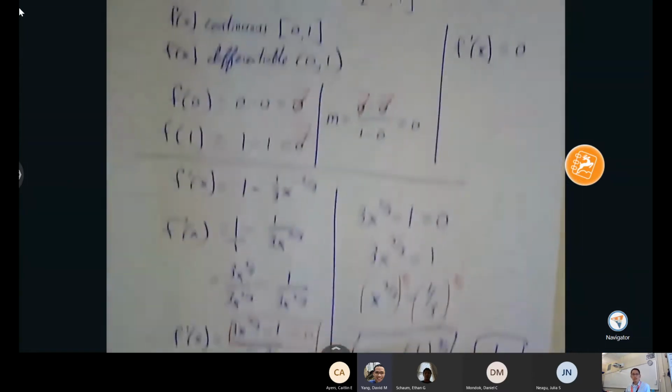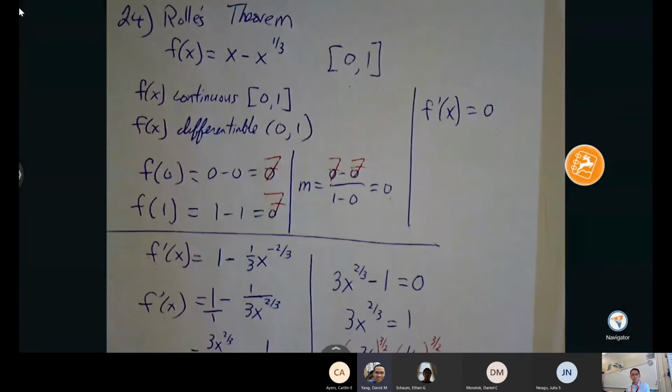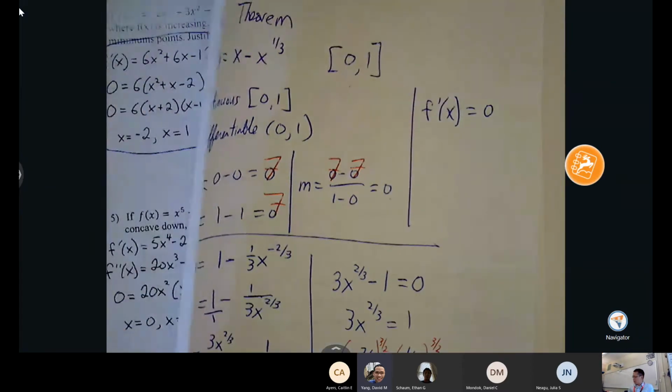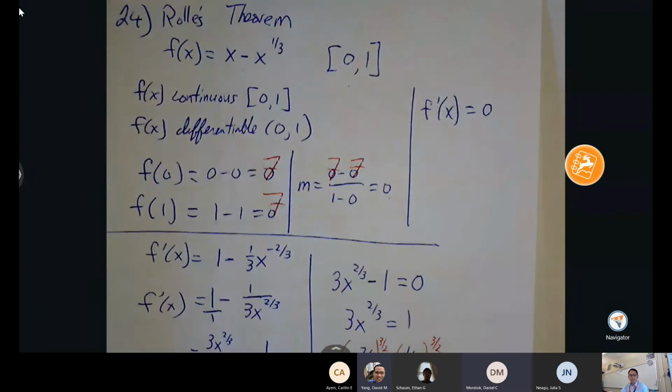Okay, any questions about the steps involved for Rolle's theorem? Okay, you guys good with extreme value theorem? Can you move the paper down again real quick? Oh, yeah.